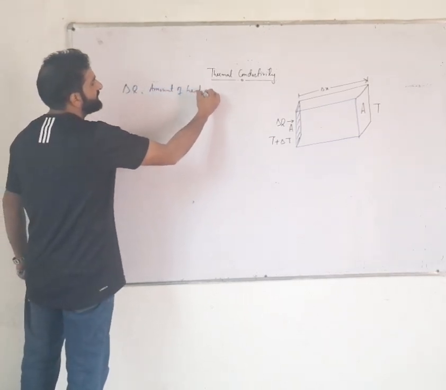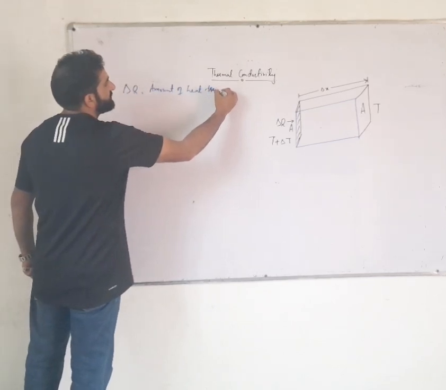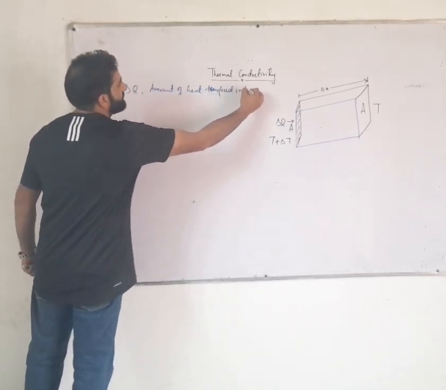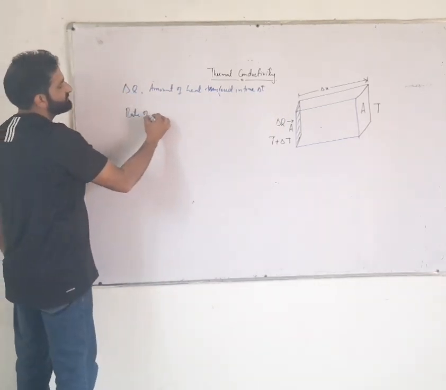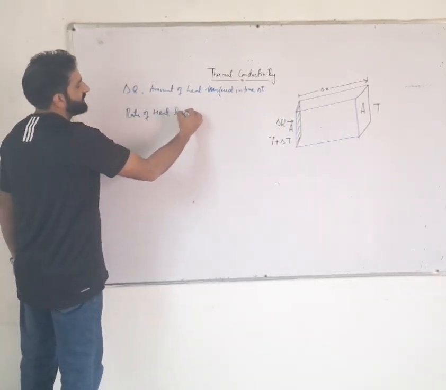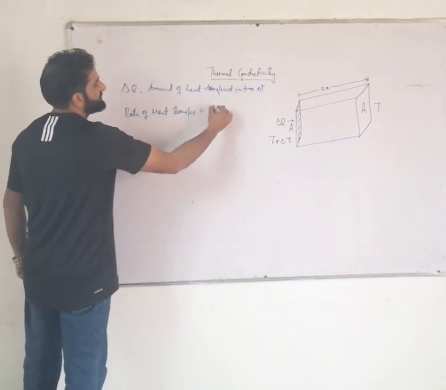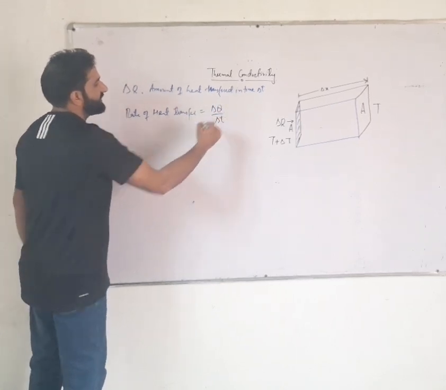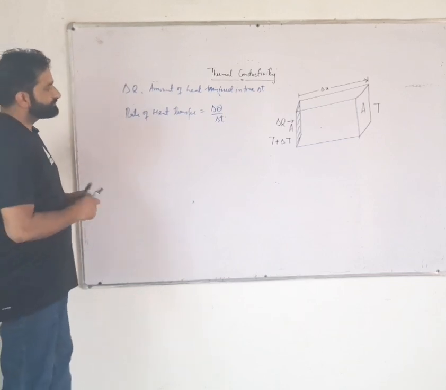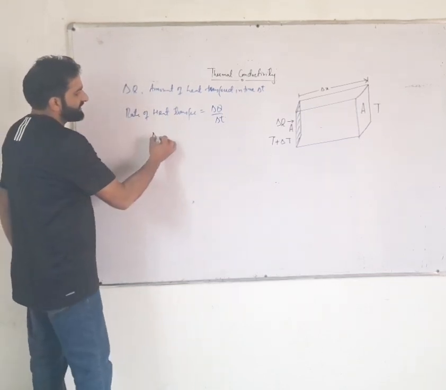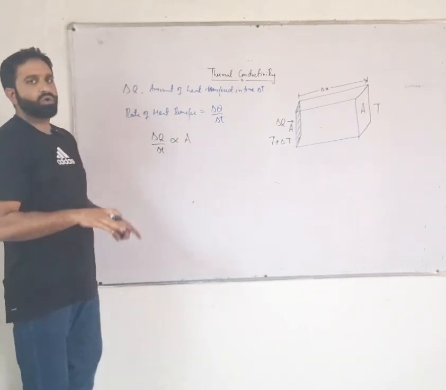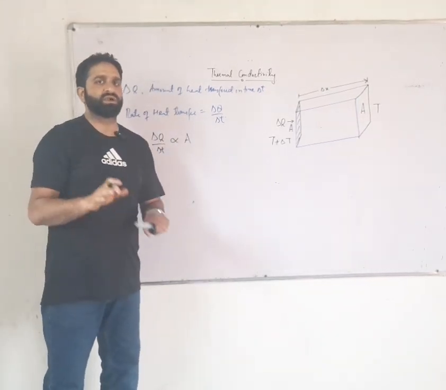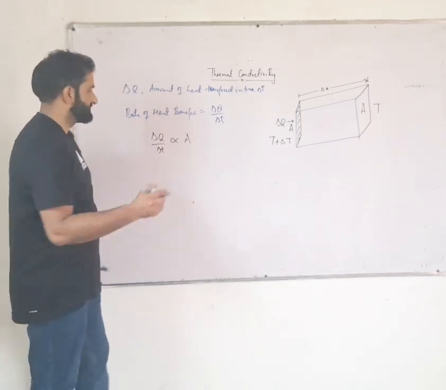Amount of heat transferred in time delta t. That means rate of heat transfer is equal to delta Q divided by delta t. Now this rate of heat transfer, that is delta Q by delta t, is directly proportional to the area. More is the area, more will be the rate of heat transferred. Less is the area, less will be the rate of heat transferred.